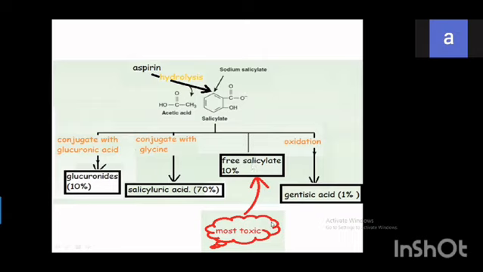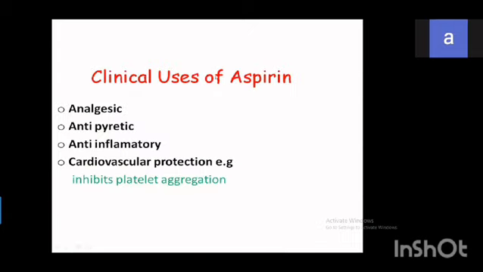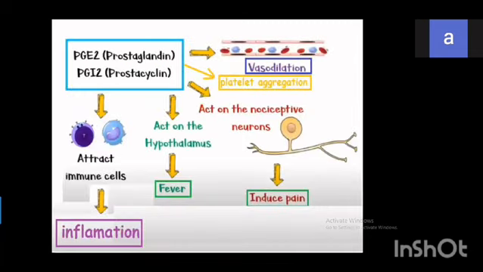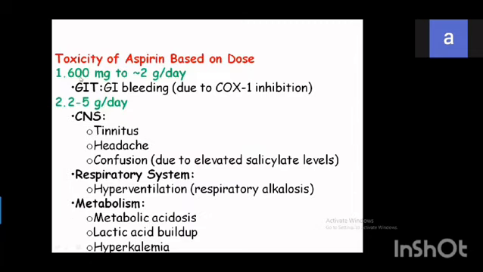But in aspirin toxicity, the percentage of free salicylates increases, and they may cause different types of toxicity, which we will discuss later on. These are the effects which aspirin can produce: analgesic activity, antipyretic activity, anti-inflammatory activity, and specifically, it can inhibit platelet aggregation. For this purpose, we commonly use aspirin in low dose. In high doses and toxic doses, for example from 600 milligrams to 2 grams per day, it may cause GI bleeding, and from 2 to 5 grams per day, it may cause CNS toxicity like tinnitus, headache, confusion, and hyperventilation, that is respiratory alkalosis.